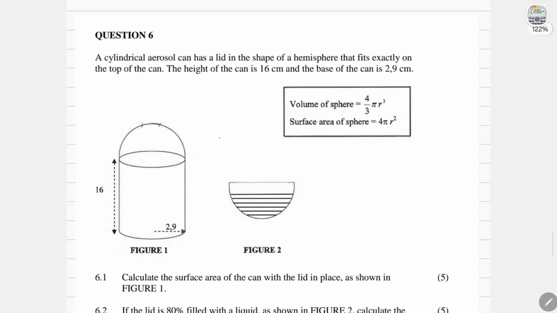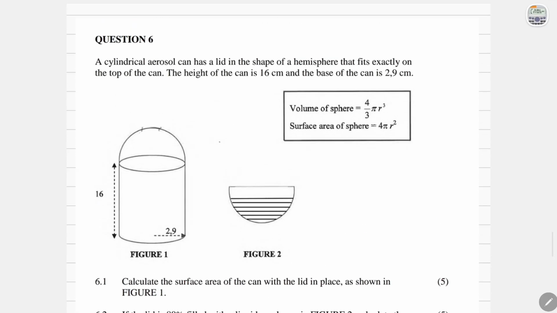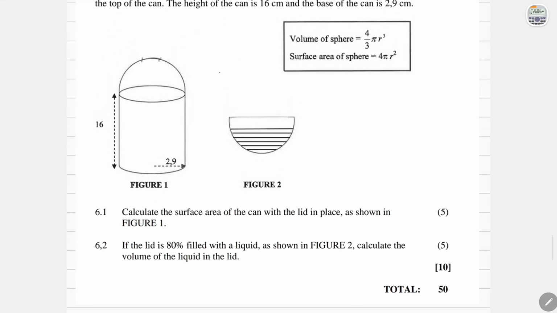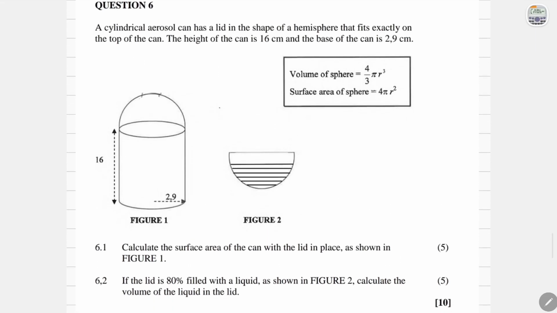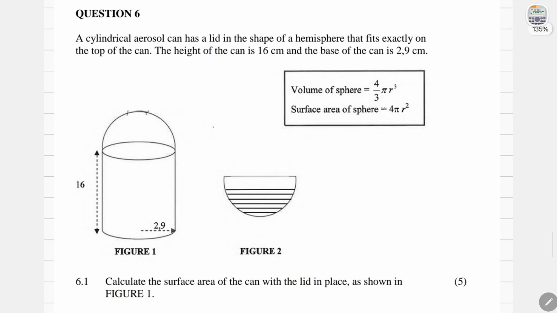Question 6 says, a cylindrical aerosol can has a lid in the shape of a hemisphere that fits exactly on the top of the can. The height of the can is 16 centimeters and the base of the can is 2.9 centimeters. I have seen this exact question. It's literally a copy and paste. This is a case where they are recycling questions. So just make sure that you take note of the formulas they've given you.